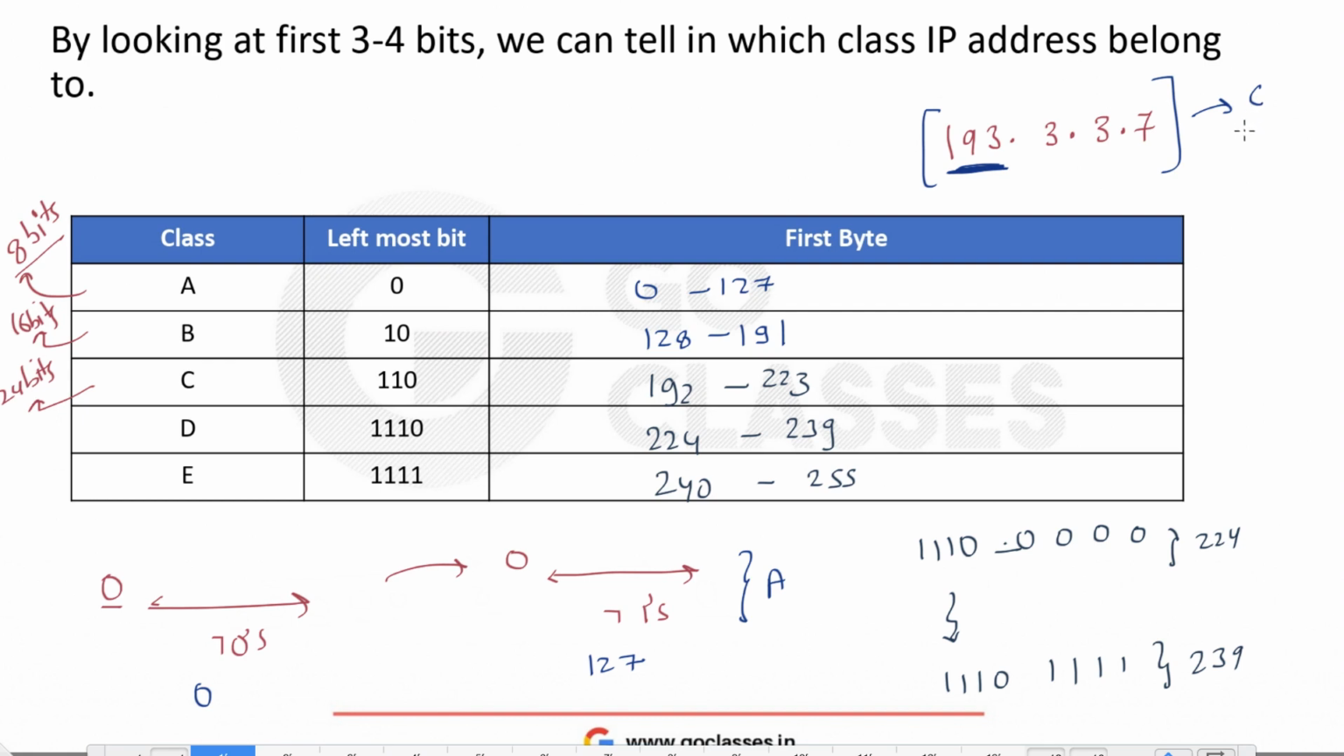And then once you identify the class, you can also tell the number of bits in the network ID, which means 24 bits you have for the network ID in class C. That's how you can do it without specifying the network ID. So the first step is to identify which class it is, and the next step is to identify the number of bits you require for the network ID in this class.